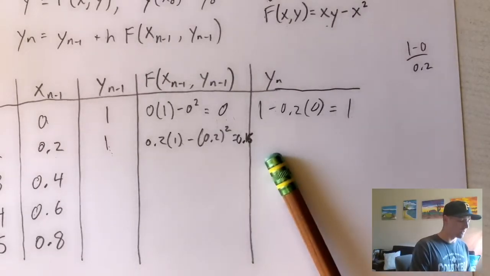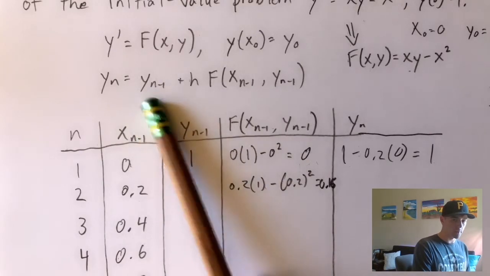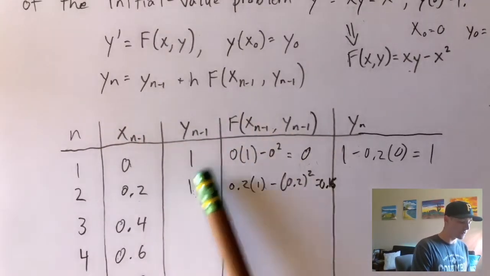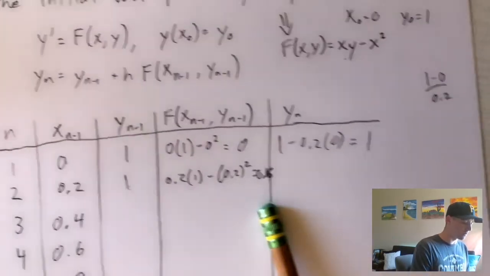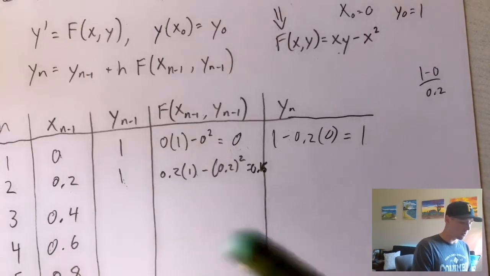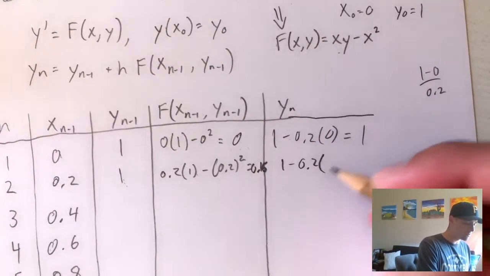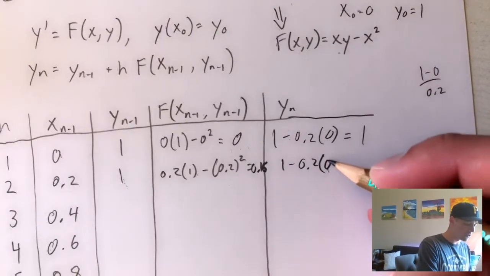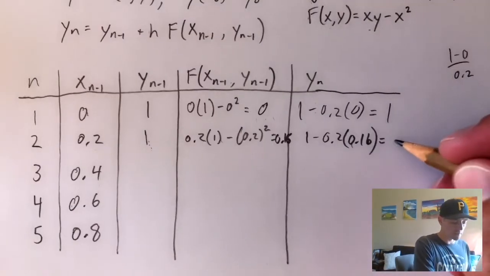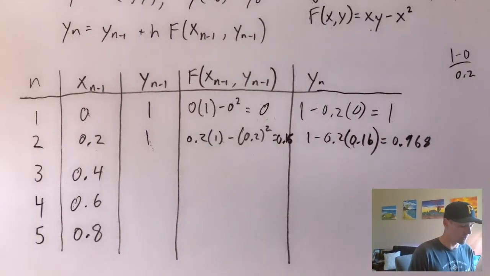Now again, we can take this formula from my study guide, plug in our y sub n minus 1, which is right here, plug in h, which we know is always 0.2, and then plug in this whole piece here, which is what we got in this column. So in this case, we're going to get 1 minus 0.2 times 0.16, and that's going to give us 0.968. I'm sorry, that's actually not quite right.